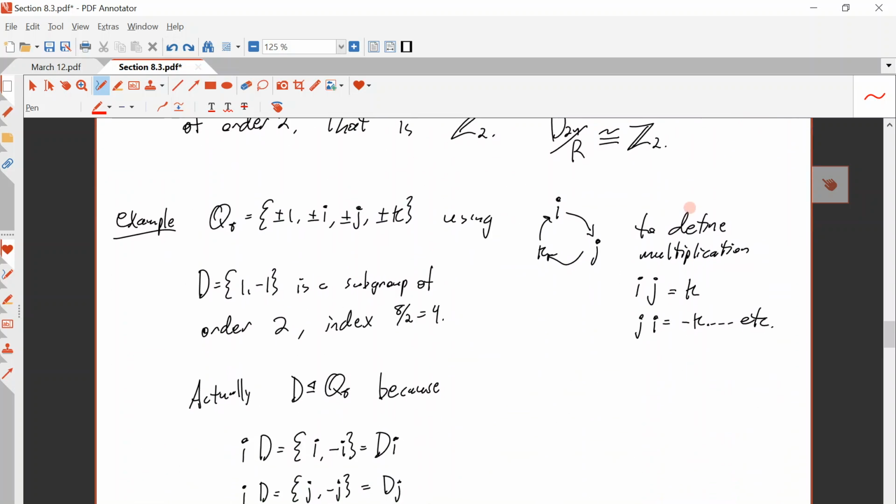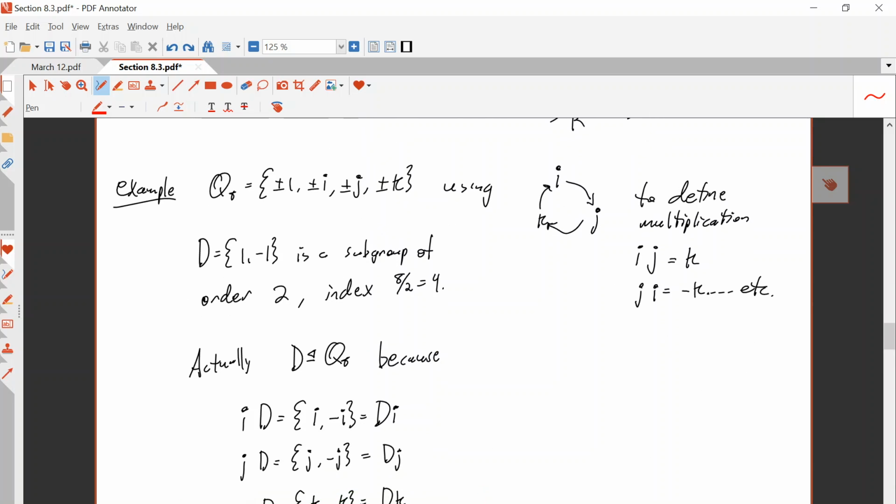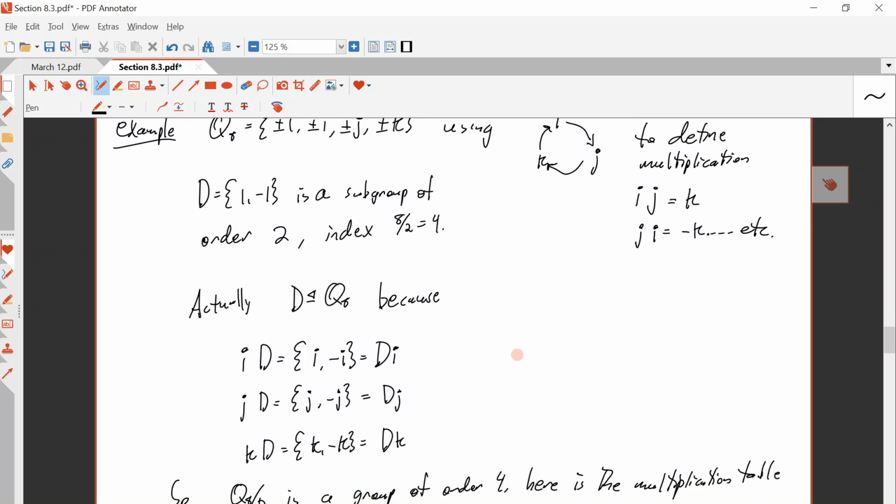All right, and here's a nice example. Take the quaternion group of order 8. That's the group elements 1, minus 1, i, minus i, and so on, where i times j is k, and j times i is negative k, using this triangle mnemonic. D, {1, negative 1}, is a subgroup of order 2, and its index is 4. And it is a normal subgroup. D is a normal subgroup, and you can check it.